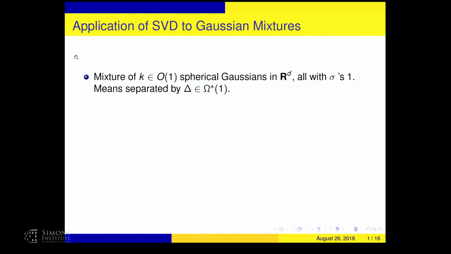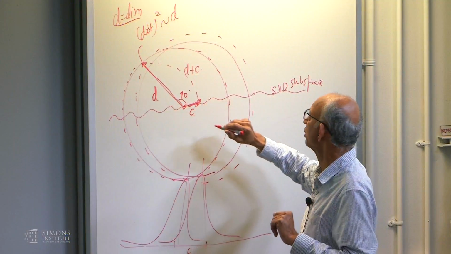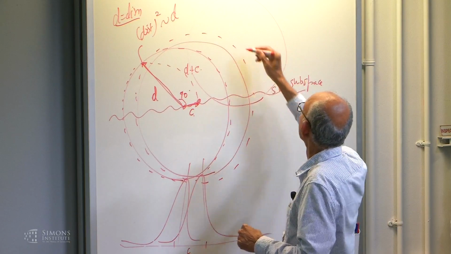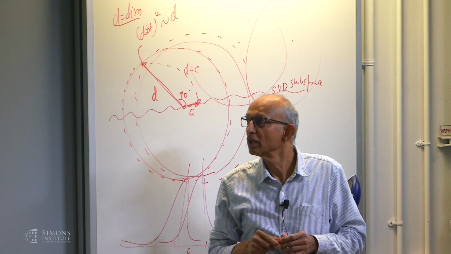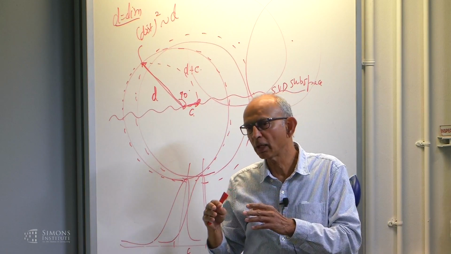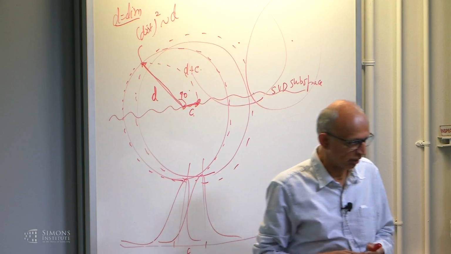Suppose you had a mixture of K, which is constant, K is small, we assume, spherical Gaussians in R^D, all with standard deviations one in all directions, and means separated by a constant amount. So maybe I'll draw a little picture. Here we have two Gaussians, means separated by a constant, right? And the variances were one in each direction, but there could be many. But each pairwise center is separated by at least a constant. So it really fits that mnemonic, means separated by a constant number of standard deviations, right?